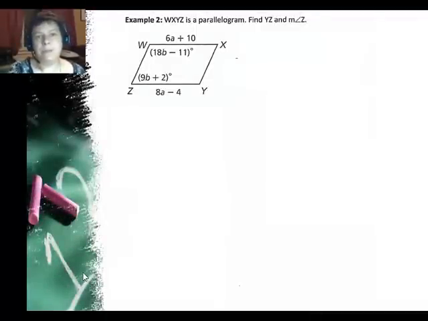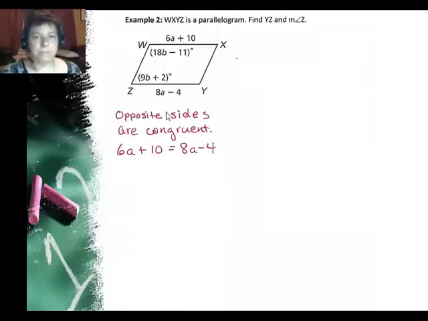Example 2, I have WXYZ as a parallelogram, and they want me to find the length of segment YZ and the measure of angle Z. So I'm going to use an angle relationship for one and a side relationship for the other. Let's start with the fact that opposite sides are congruent. So that tells me that this 6a plus 10 must equal 8a minus 4. I set up an equation with both values, and I solve for a.